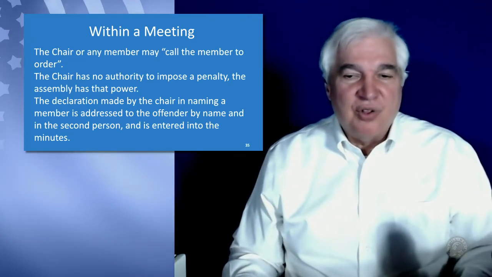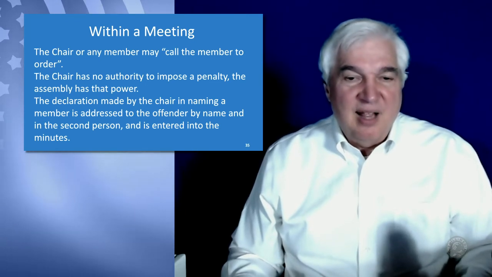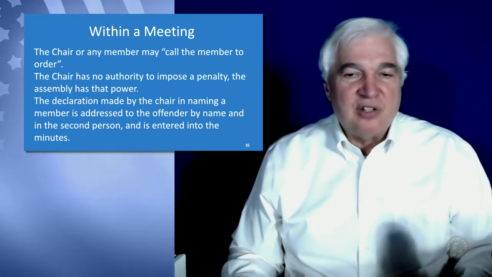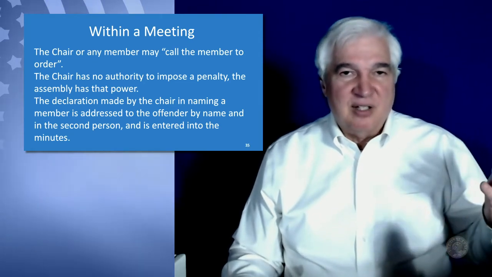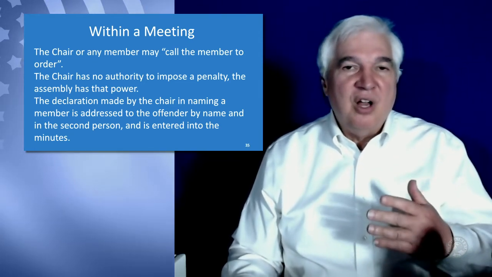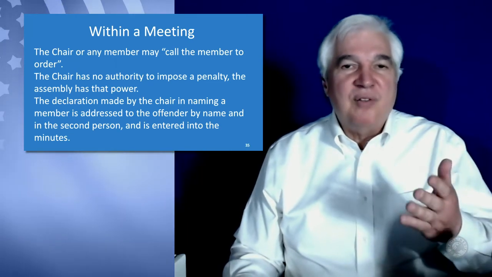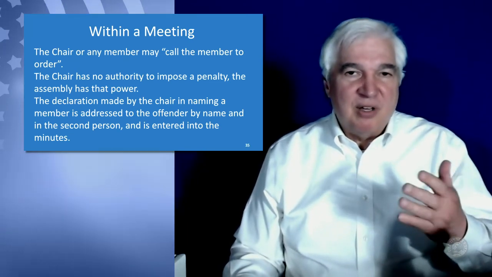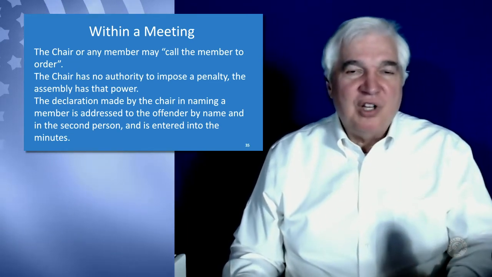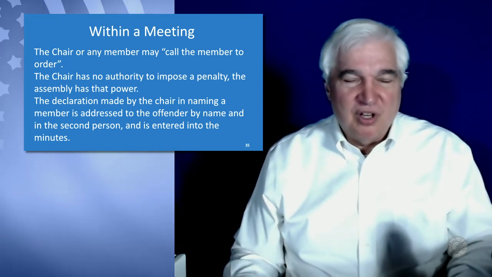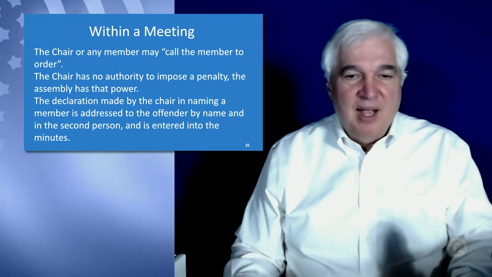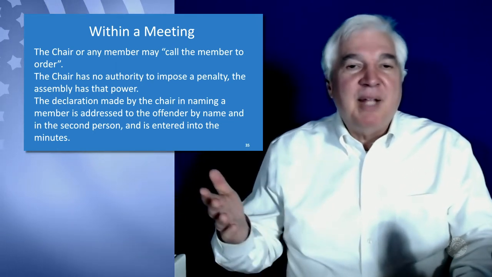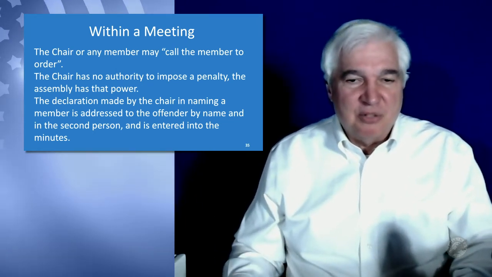The chair has no authority to impose a penalty. The assembly has this power. So the chair can call a member to order, such as if someone is making personal attacks on the floor or discussing the motives driving someone's argument or their behavior. You cannot talk about people's motives. All you can talk about are the ideas and concepts under debate. But the assembly has the power to administer a punishment.